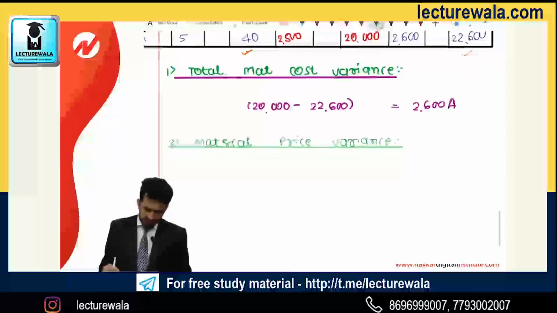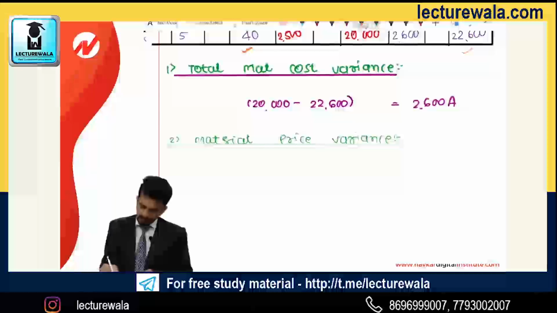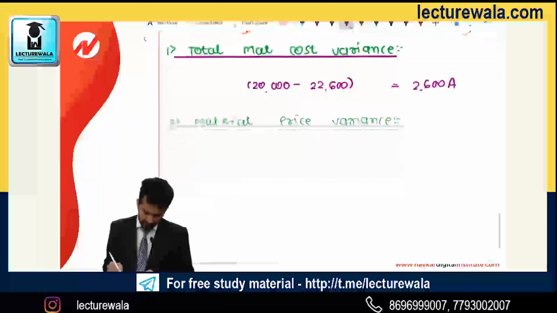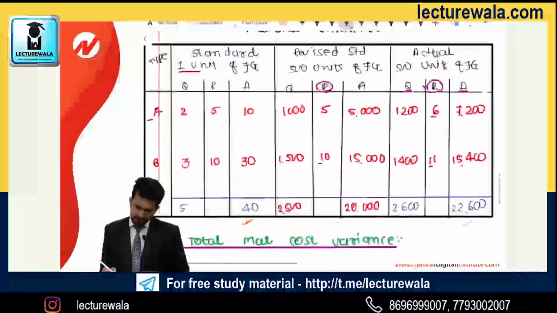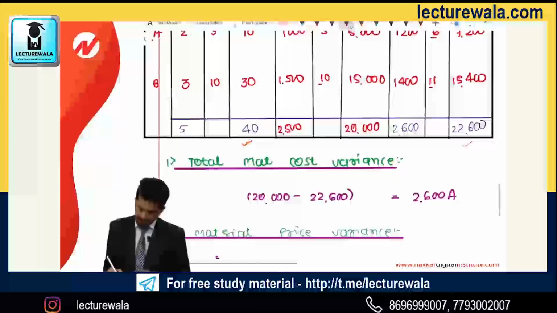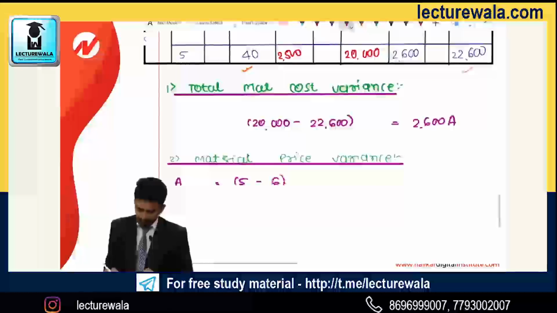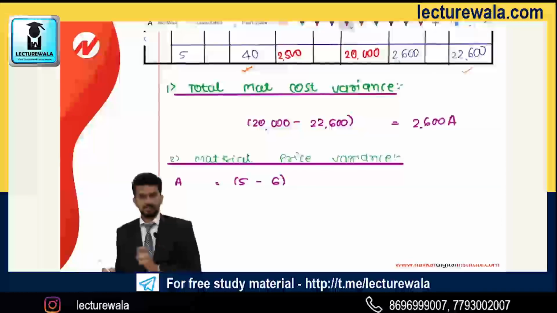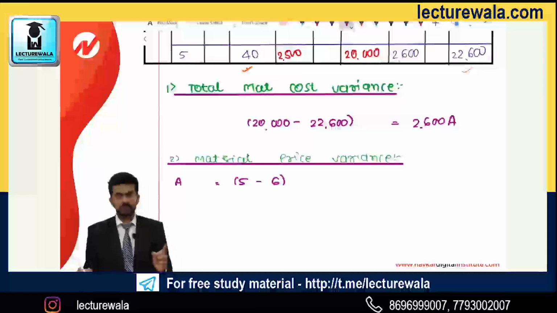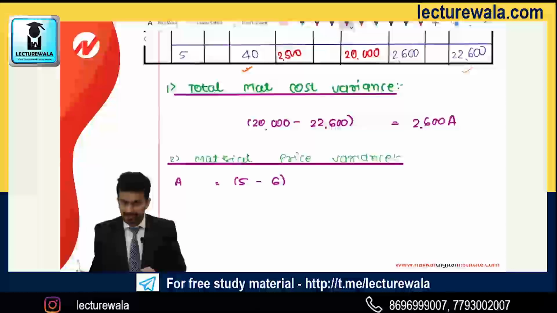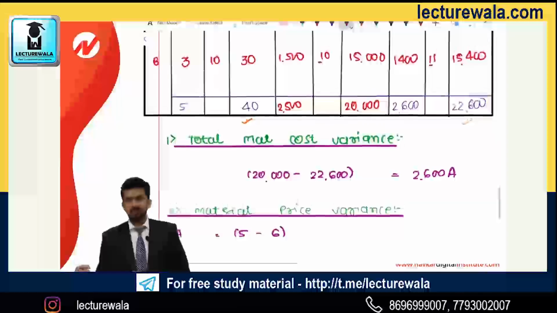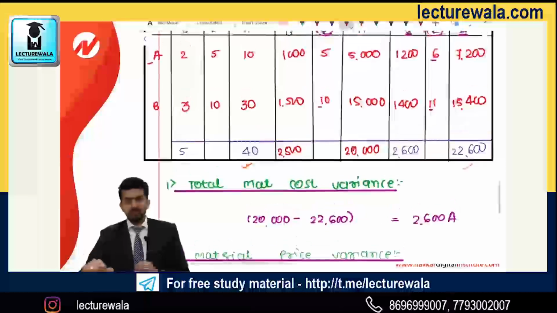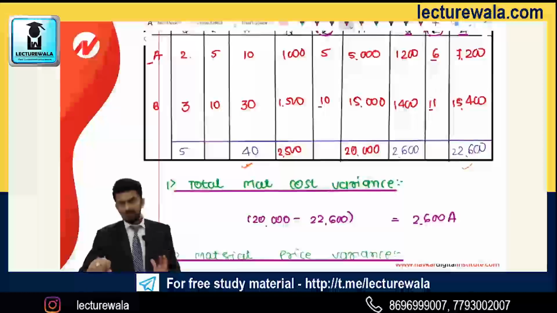Now when we calculate material price variance, we're going to be asking about the prices, right? So what I say is this: for material A, at what price should it have been purchased? It should have been purchased at the rate 5. You did purchase at the rate 6. And now you paid 1 rupee more. You incurred 1 rupee loss. That is obvious. It's visible.